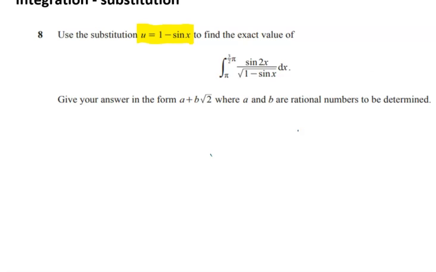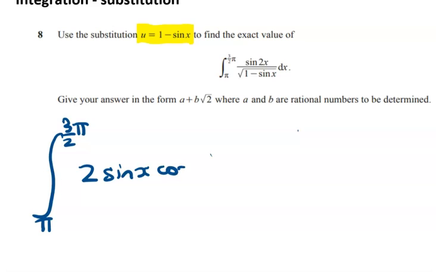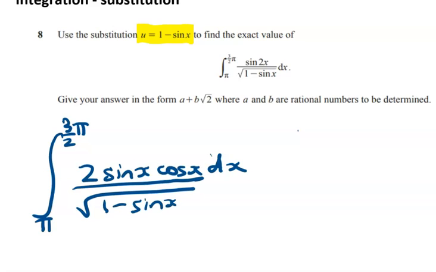Okay, so when I look at this integral, the first thing that I notice is that sine 2x in the numerator. Before I do anything with the substitution, I'm going to deal with that just in my setup. So I've got 2 sine x cos x dx here, and in the denominator I've got root 1 minus sine x. And I'm going to go through and slowly replace everything with u.